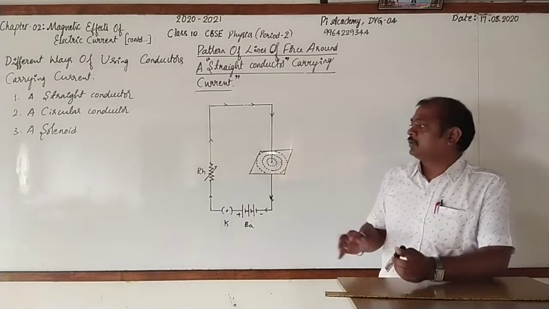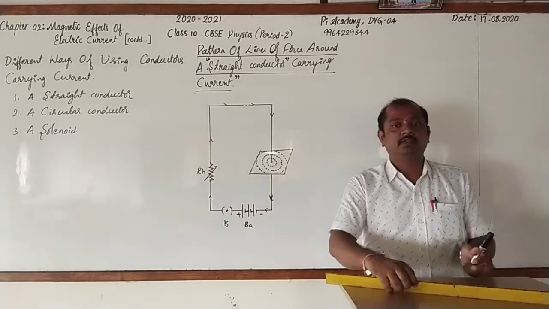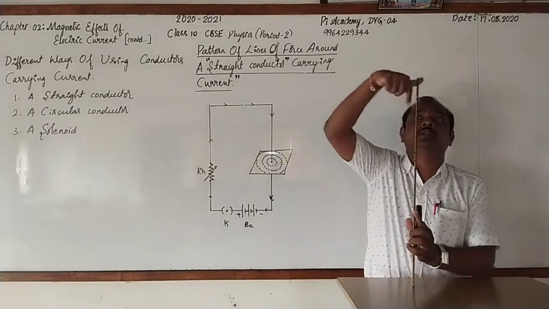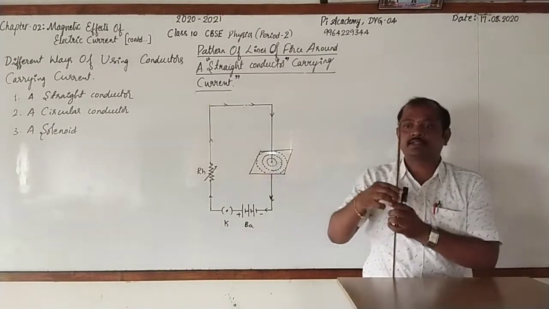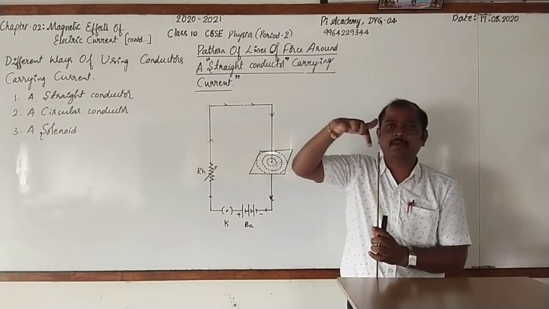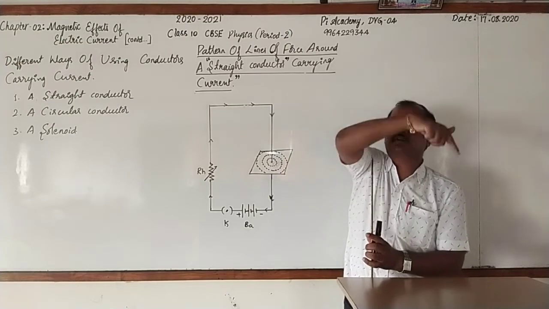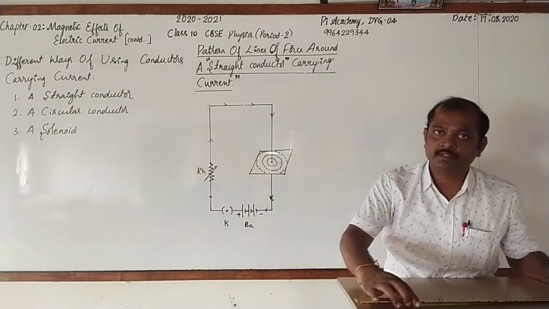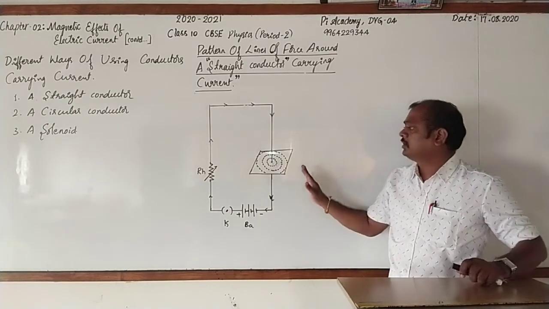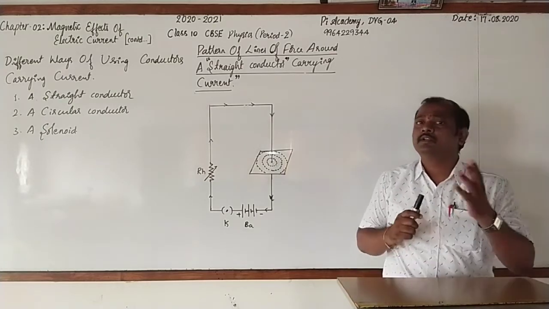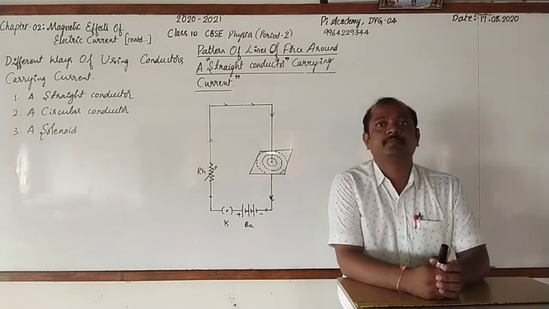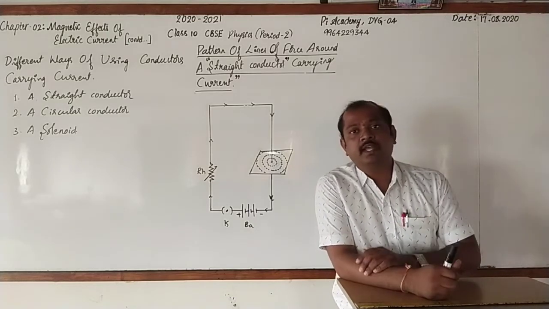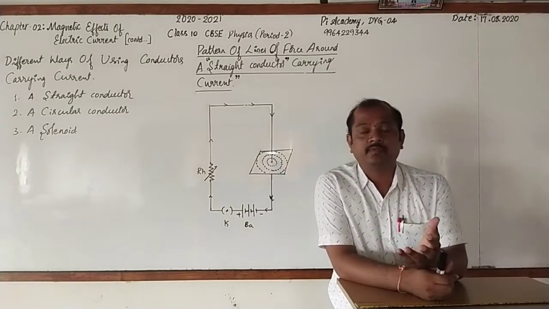Clear? Here, if the current is flowing in this direction, lines of force are formed, and these will be concentric circles. Second circle, third one, and then fourth one in this way. Clear? This is the pattern. The pattern is concentric circles. Dear students, we also know that these lines of force have a direction.